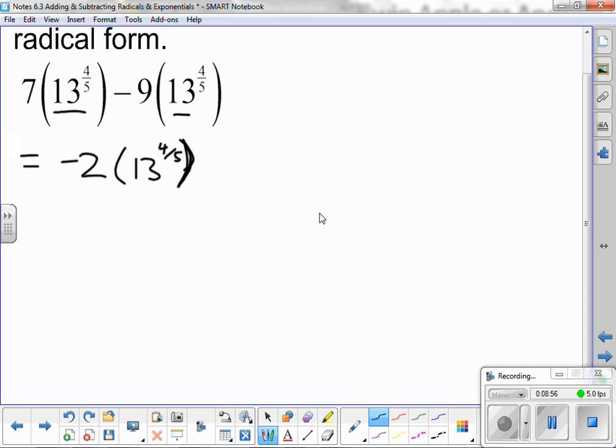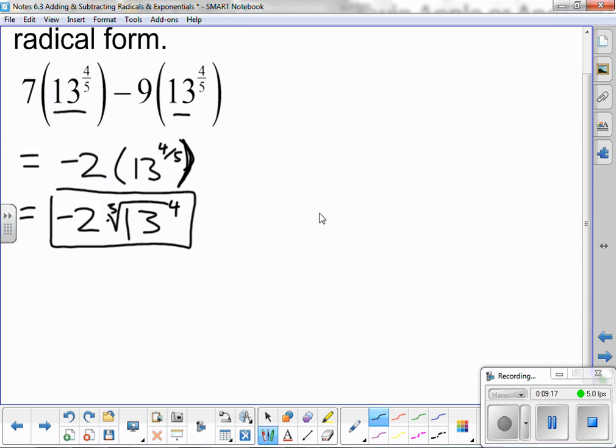So 4/5, I can turn this into negative 2 times the 5th root of 13 to the 4th power. I'm okay with you leaving it like that. You can also evaluate what 13 to the 4th power is, which is a huge number. So I'm okay with you leaving it like this, right?